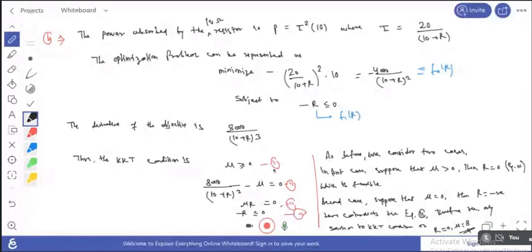Next problem, in which we can see a problem which contains both types of constraints, equality and inequality. Okay, next page.